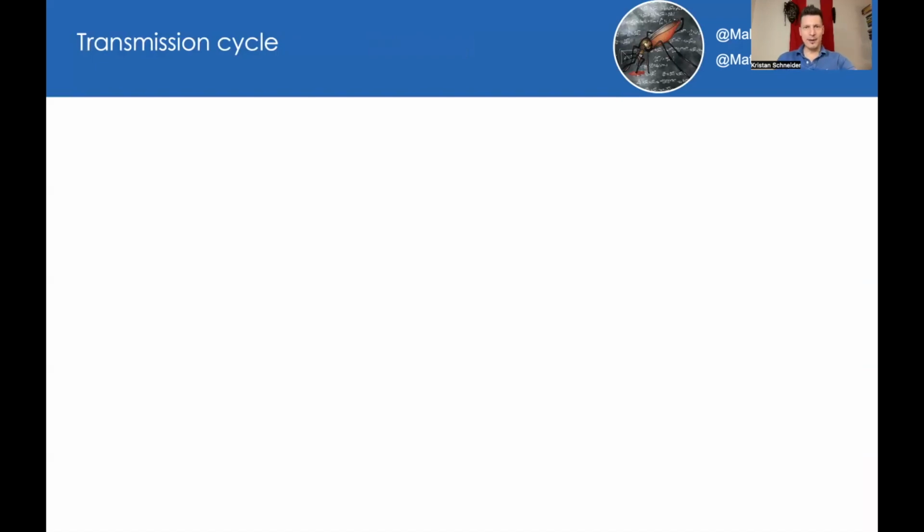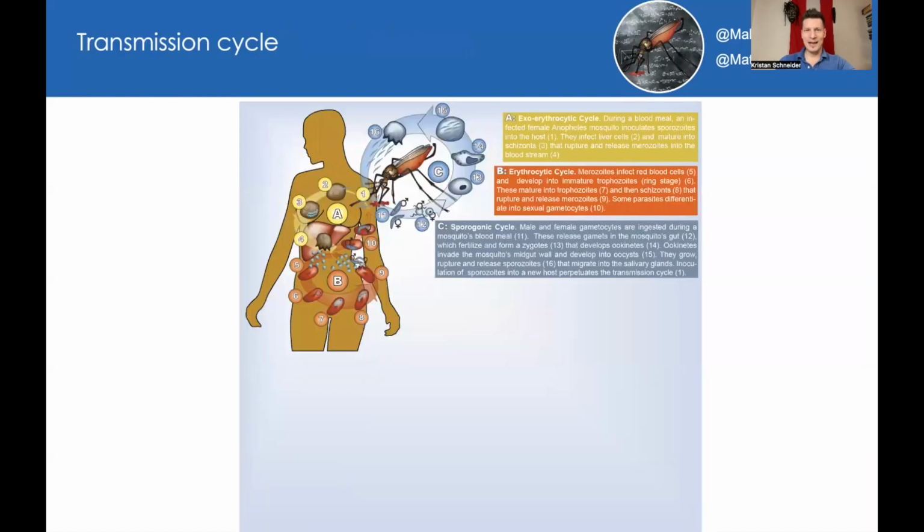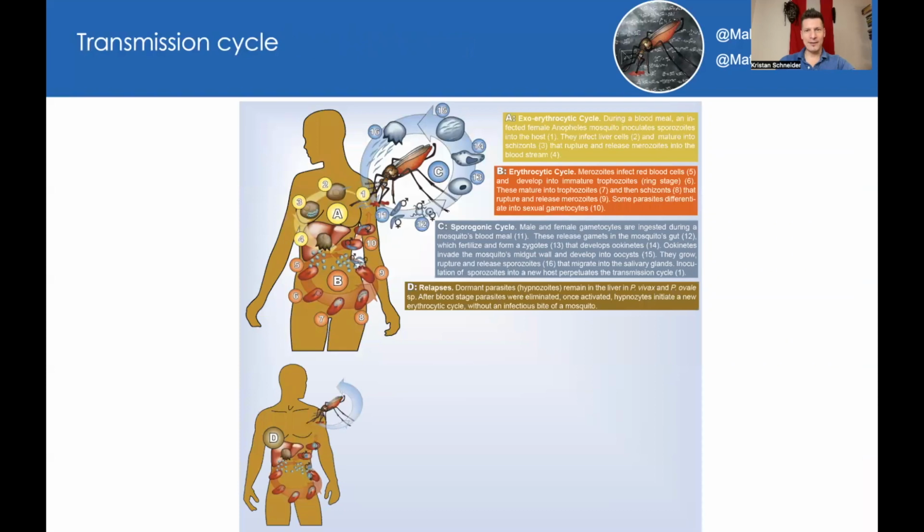Other human pathogenic malaria species have a very similar transmission cycle. However, their transmission cycles have some particular characteristics which we should discuss now. So let's start with Plasmodium vivax and Plasmodium ovale. A distinct feature of these two species is that dormant parasites remain in the liver. These parasites are called hypnozoites.